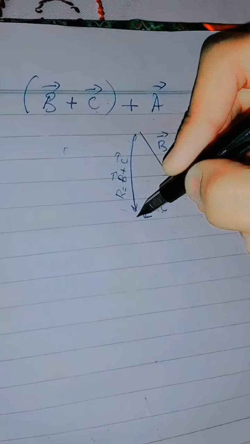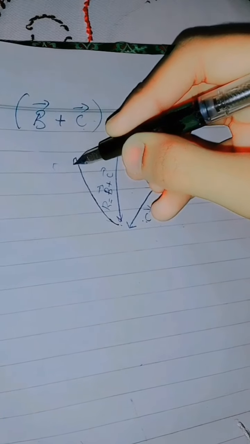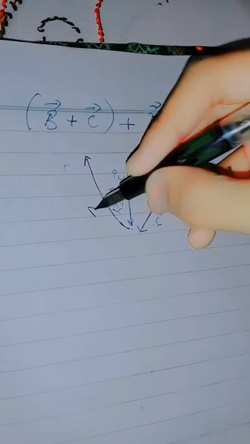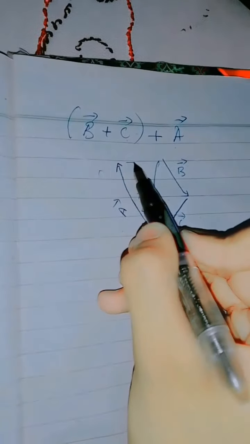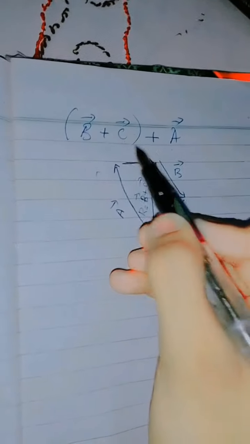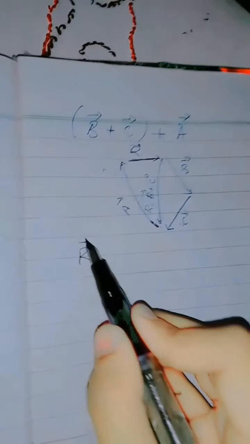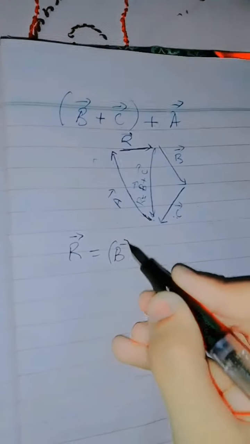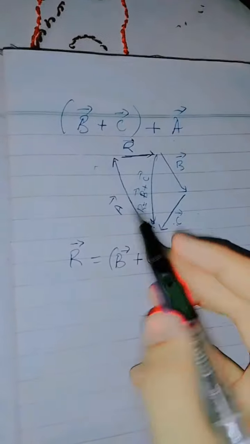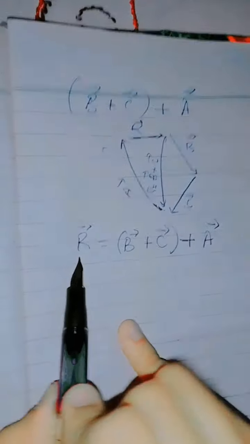Now vector A will be on the head of the resultant vector. We have drawn vector A here. Now vector A is added to the result of vector B plus vector C, so that will be its resultant vector. Now what will be the resultant vector here? The resultant vector here will be the result of the addition of vector B plus vector C, and then we have added vector A, so that will be its resultant vector.